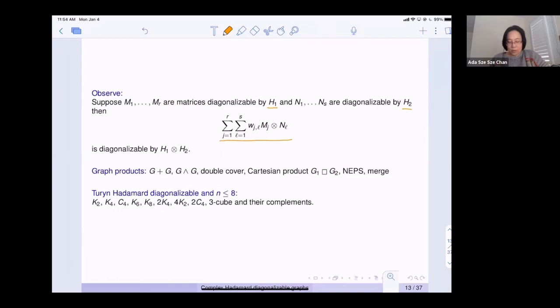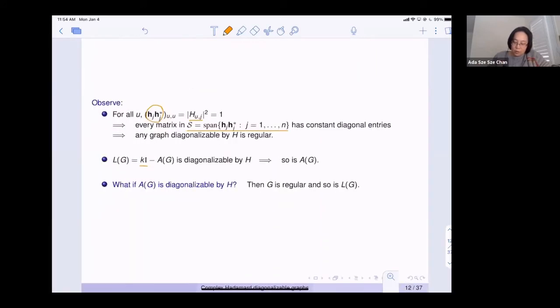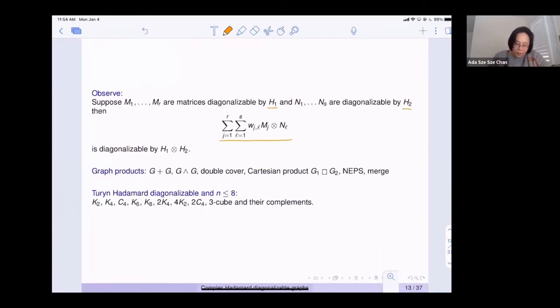So this quick observation tells us that we have covered a lot of our graph products. We have the union, the join, double cover, Cartesian, NEPS, and merge. Merge is a product that Nathaniel et al. talked about in the second paper that I showed. These products, and also the complete graph, the complete bipartite graph, and the complement, give us all the graphs that are diagonalizable by a Turyn Hadamard matrix of size less than or equal to 8.